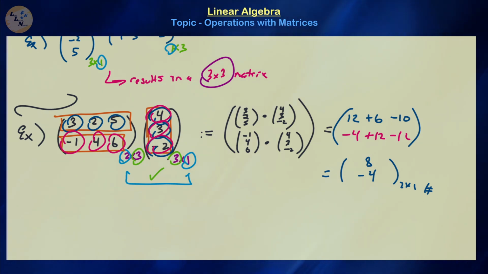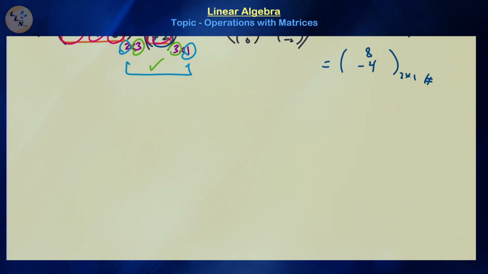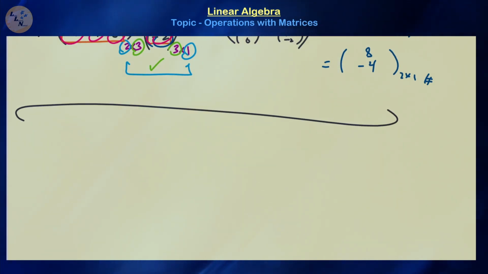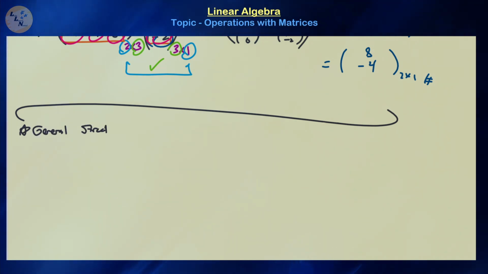I'll do another example of that in just a moment, but let's take a moment and summarize how we multiply matrices in the general sense. So the general structure of matrix products.